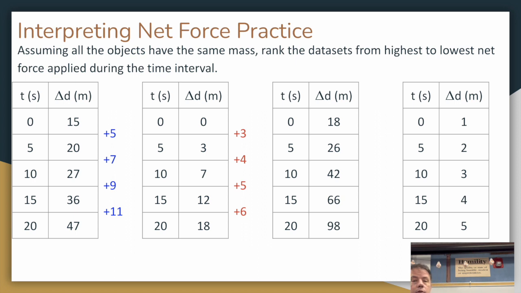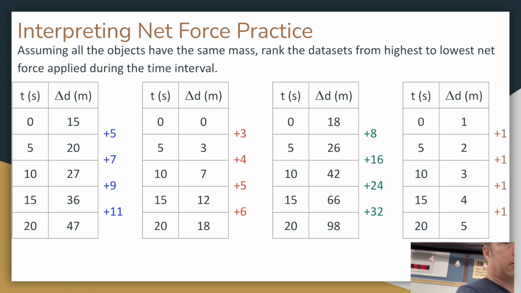So look at the next one. We got plus 3, plus 4, plus 5, plus 6. The change is increasing. Okay, so we go to find the change. Remember, 3 minus 0 is 3. 7 minus 3 is 4. 12 minus 7 is 5. 18 minus 12 is 6. It's increasing, so the force has to be in the direction of motion. Okay, next one. It's increasing. Force has to be in the direction of motion.